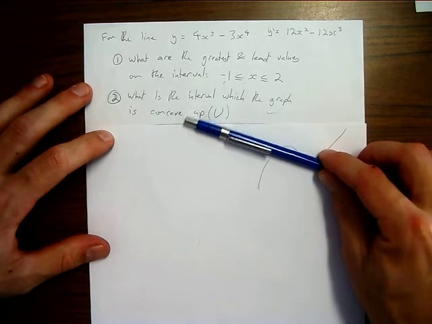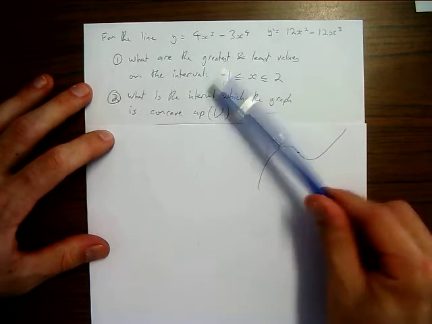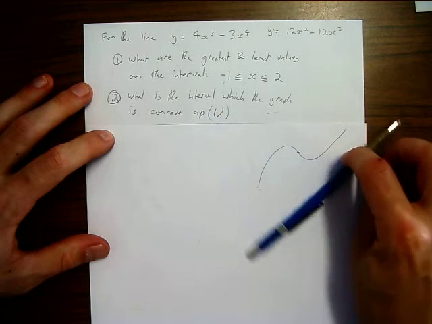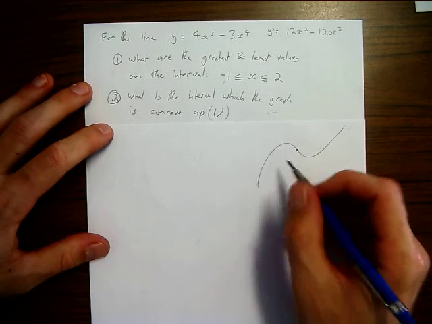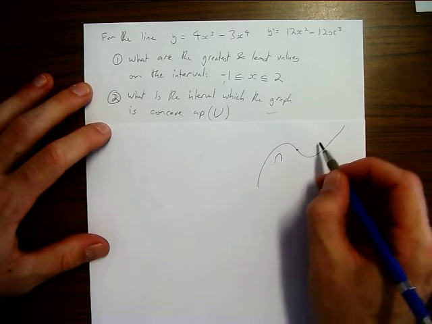We have a stationary point. It's still decreasing until it hits a particular point here, where it has to start increasing again. It's increasing and increasing and keeps increasing. So where it's decreasing, this is concave down. Where it's increasing, it's concave up.